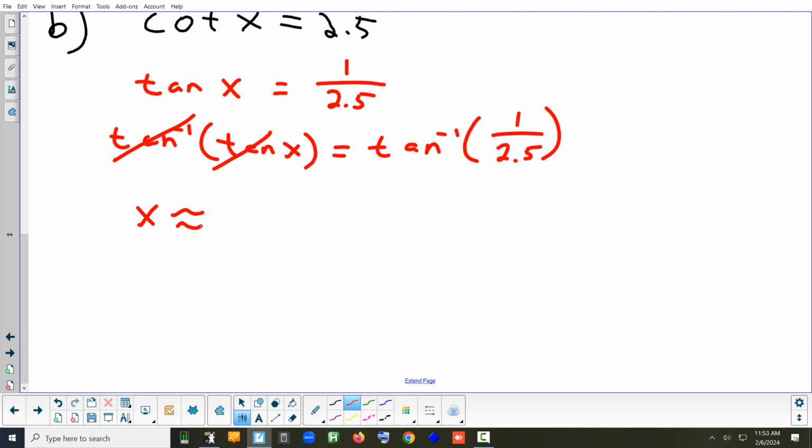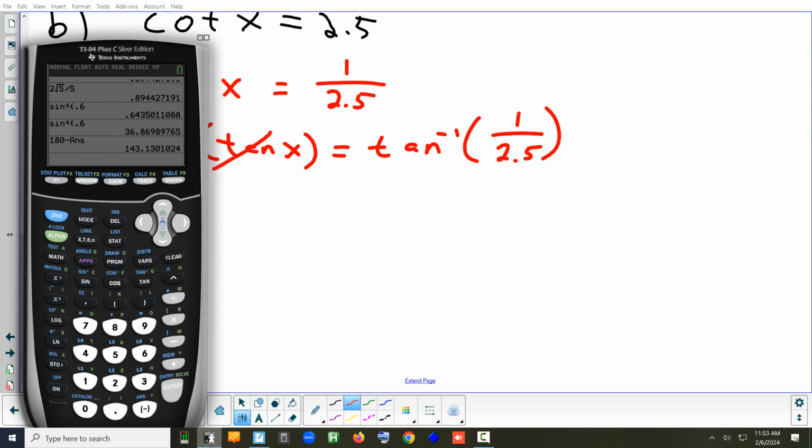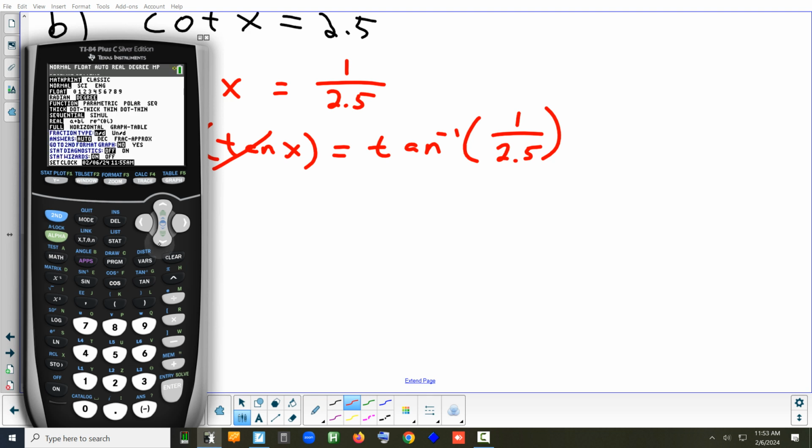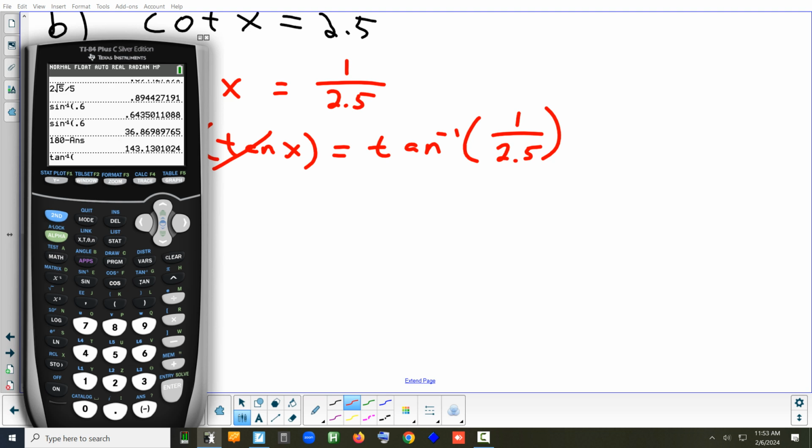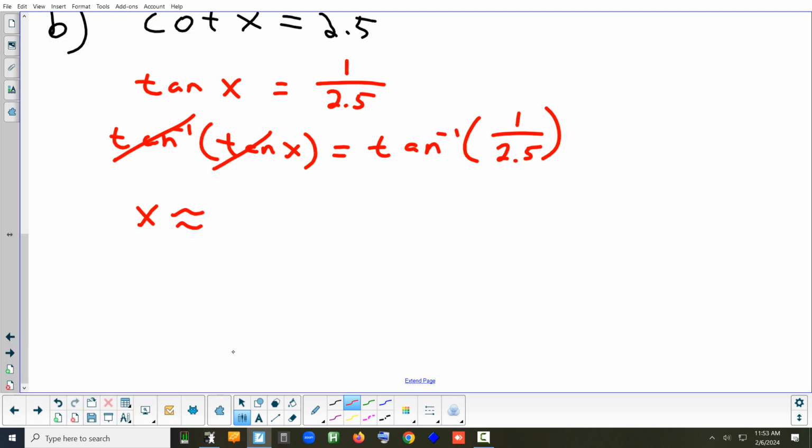And I said I would do this one in radians. Okay, so switch to radians. Inverse tangent of 1 divided by 2.5 gives me 0.38 radians. Now, what do I put on the end of that to indicate it repeats forever? And remember, two things. You're dealing with tangent, and you're in radians.